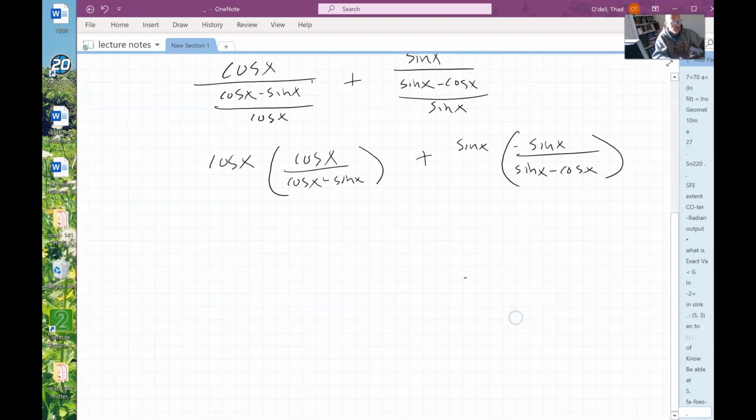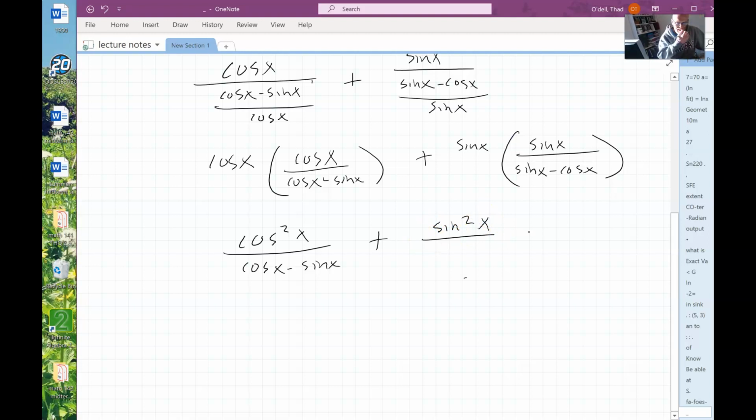Okay? Of course, cosine times cosine is cosine squared. And I have cosine x minus sine x. And sine times sine is sine squared. Now I notice that these aren't quite the same, and I am going to want to add them together. So I'm going to multiply top and bottom of this by -1. So that would change this to negative, and that to cosine x minus sine.